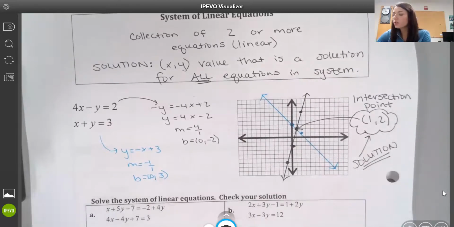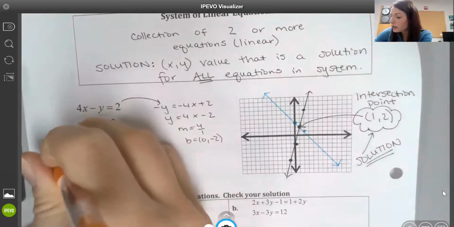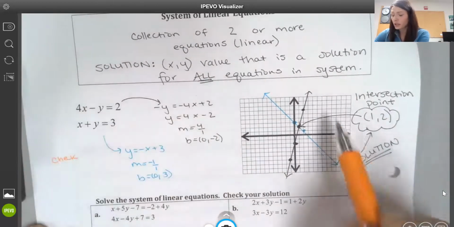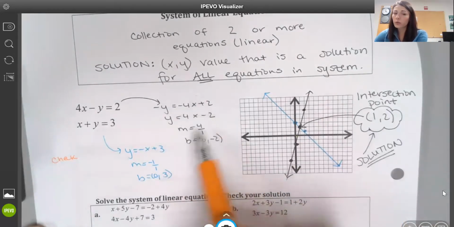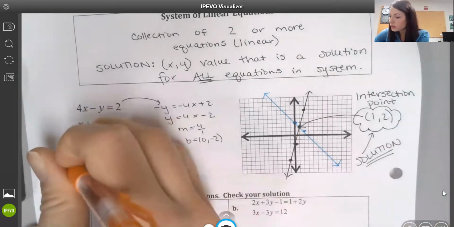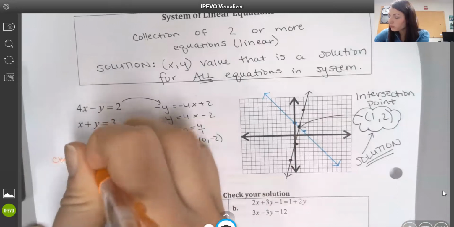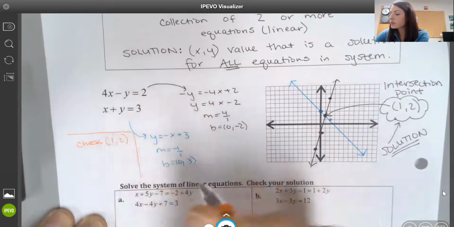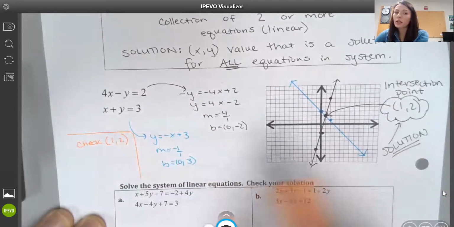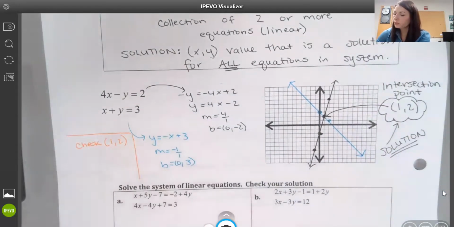Now, what we can do is we can do a quick check of that, because if I graphed this line wrong or if I graphed that line wrong, I could be off. If I rewrote a line, I could be off. So I'm going to check my point 1, 2. And the way that I could do just kind of a quick check, and this isn't part of my answer. This is my answer. I'm done. I'm just going to go back and check it.